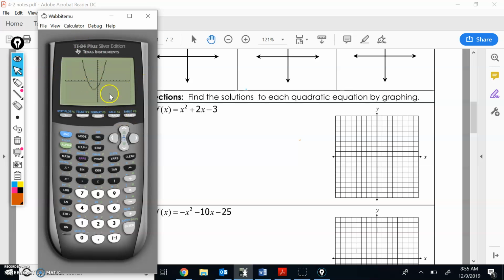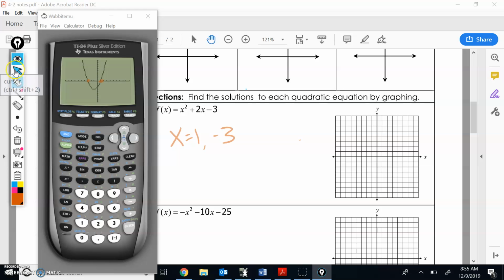A 10 by 10 coordinate grid shows up. If your graph is not 10 by 10, press zoom 6, and it pops up using a 10 by 10 coordinate plane. I could kind of see where my x-intercepts are, like here and here. I could probably guess and say it looks like it's 1 and -3.